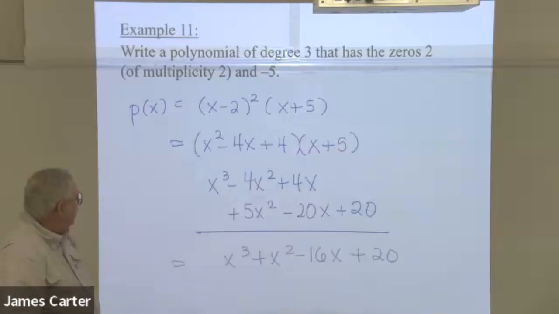And we're going to combine like terms. And there's our full polynomial of degree 3. You just take the zeros, convert them to factors, and then multiply out the factors. So it's kind of simple in concept. It's just a pain in doing.